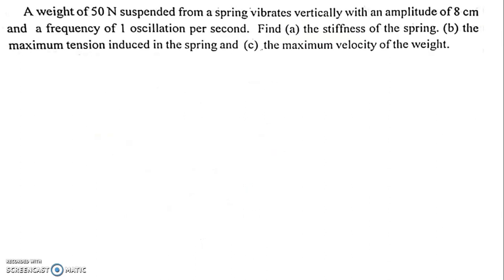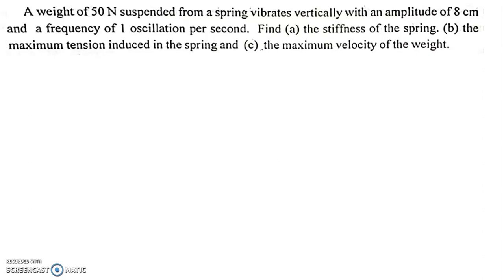And here is our third question. A weight of 50 Newton is suspended from a spring, vibrates vertically with an amplitude of 8 centimeter and a frequency of 1 oscillation per second. So we will be analyzing the data. A weight of 50 Newton. Again, we will not be using any weight. We will be using mass. So first we will convert the weight to mass by dividing it by acceleration due to gravity.